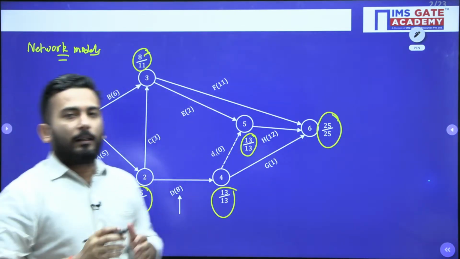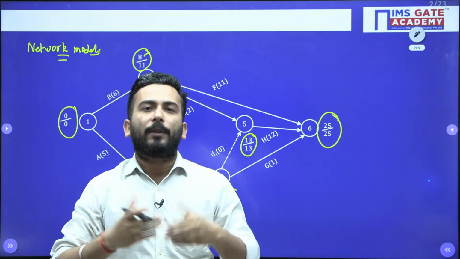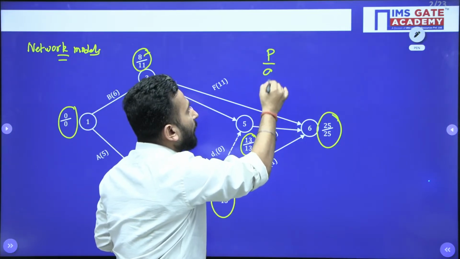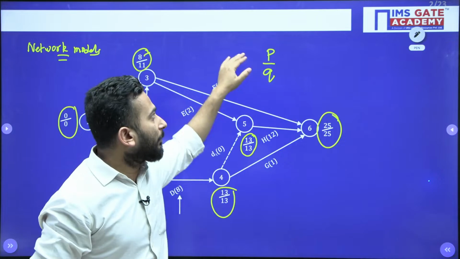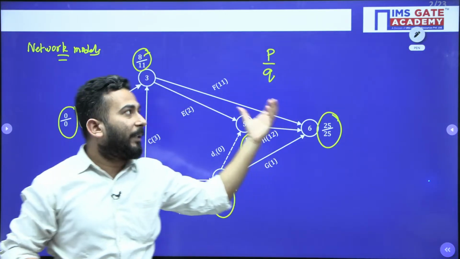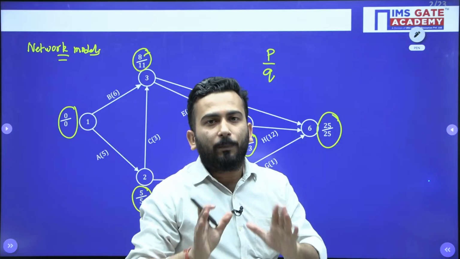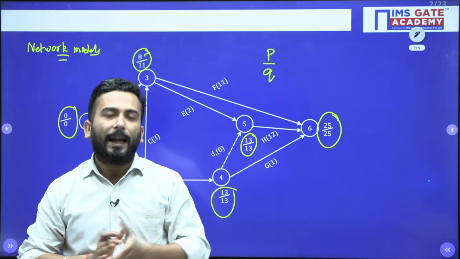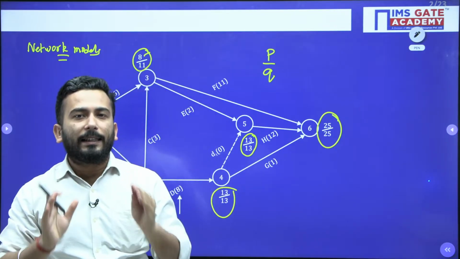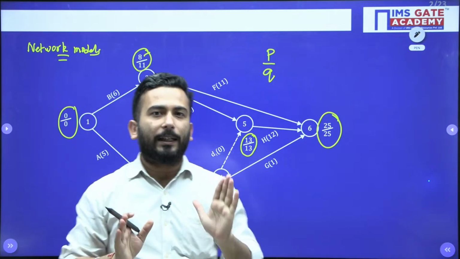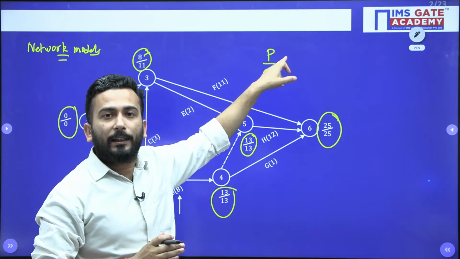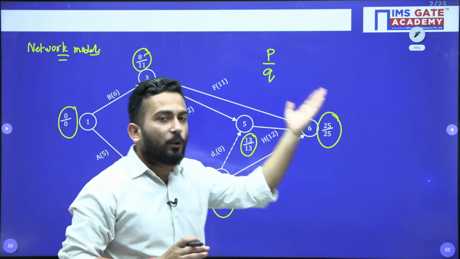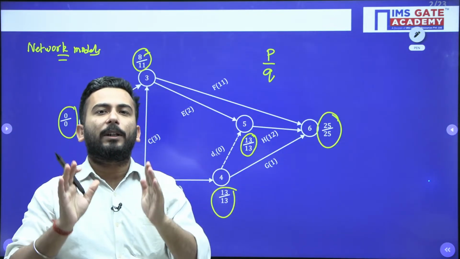Fine. Now my dear friends, after that what? The time in the numerator: let's say I am considering a particular node and its time is P by Q. Forward pass is giving me P and backward pass is giving me Q. Forward pass is giving you the earliest time of completion of an event, and backward pass is giving you the latest time of completion of an event. I repeat again, this number P, in the numerator, is giving you the earliest time your event will be completed, and this Q is giving you the latest time your event will be completed.